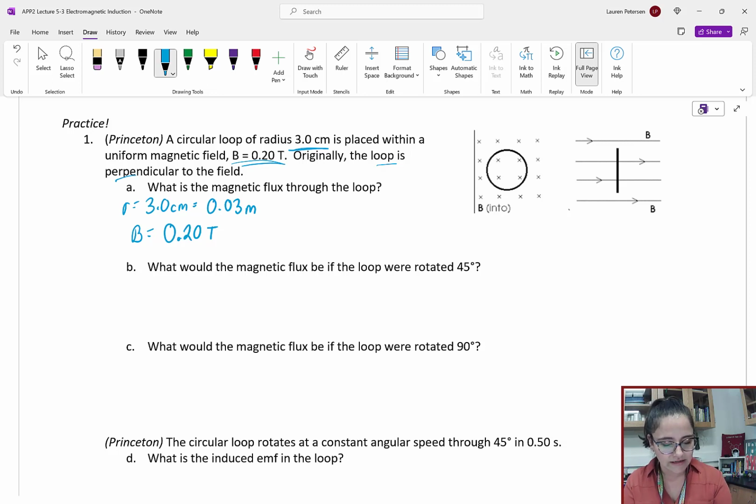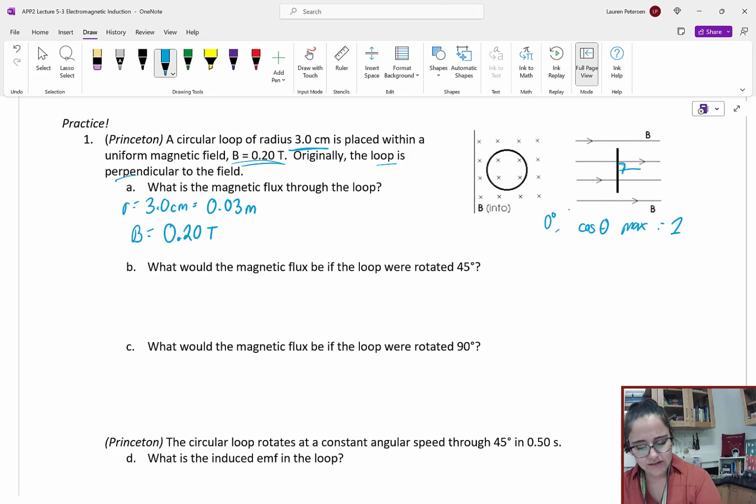So when it's perpendicular to the field, we call that a 0-degree angle, okay? It's measured with respect to the normal. So perpendicular is going to be a 0-degree angle, meaning cosine of theta is at its max. It's going to be 1.